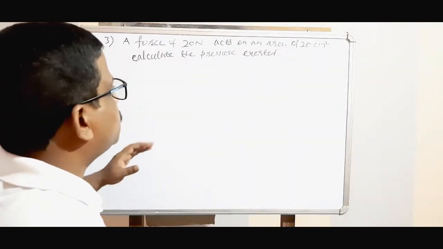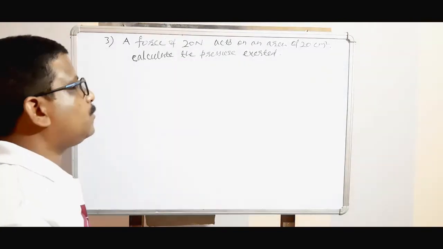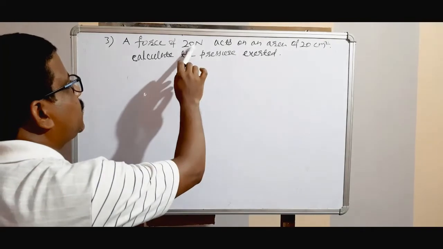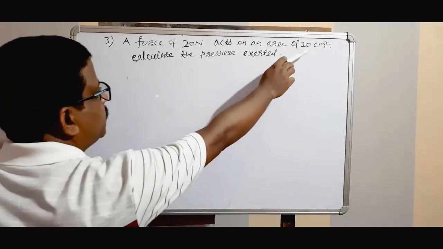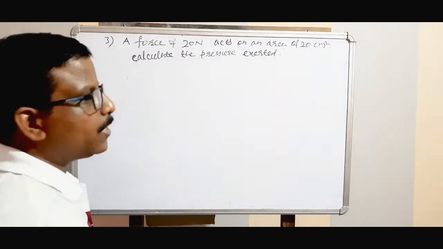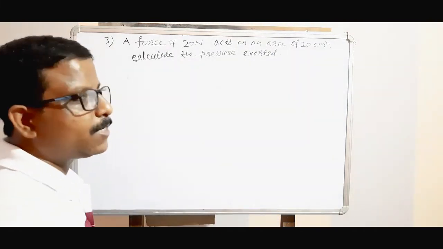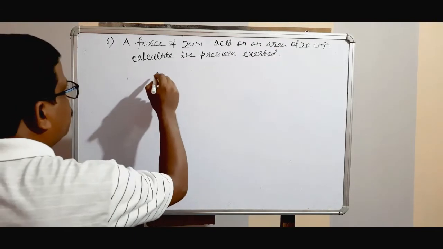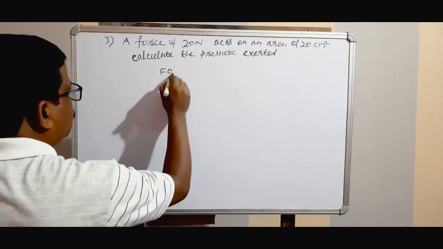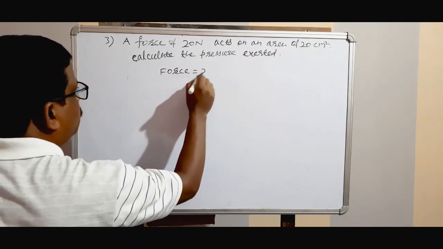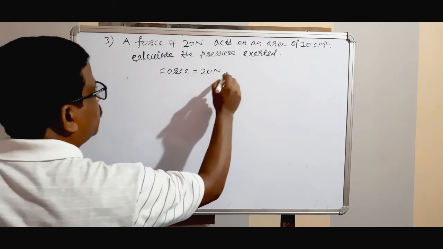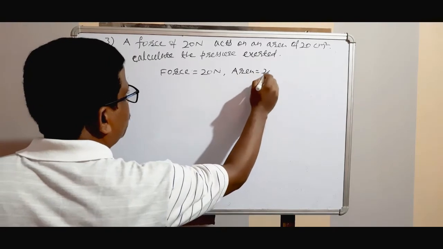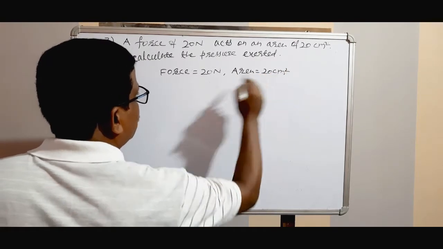Why? Because when you are solving numericals, you have to see whether the units are in the same form or not. Here force is given in SI unit, but area is not given in SI unit. So we have to convert this one. Many times children make this type of mistake. So first you write force is equal to 20 Newton and area is equal to 20 centimeter square.